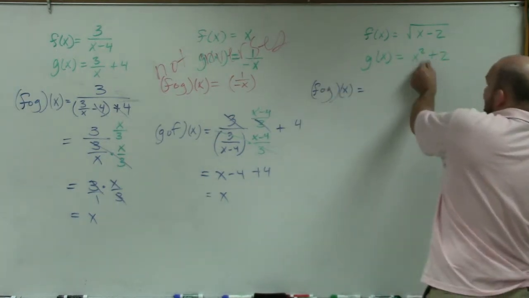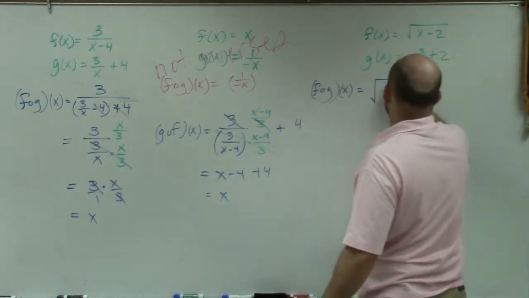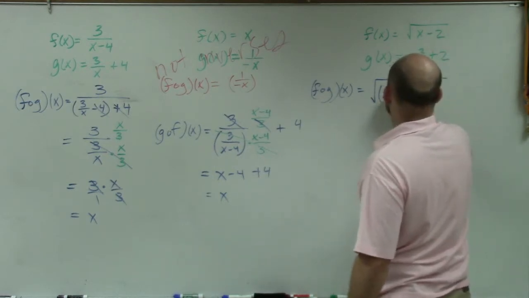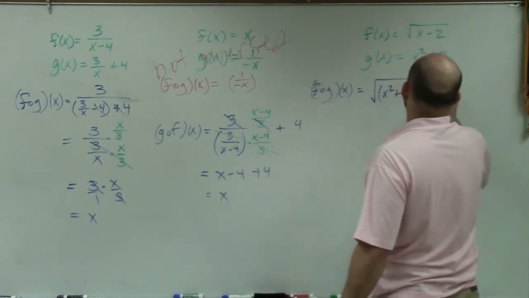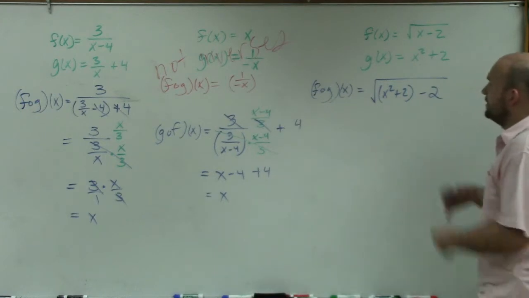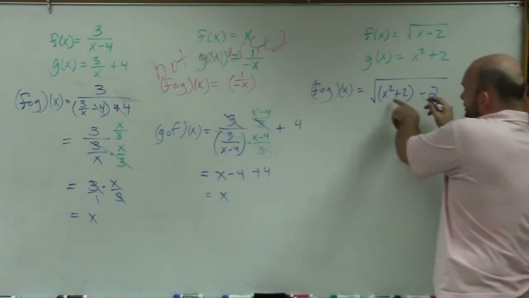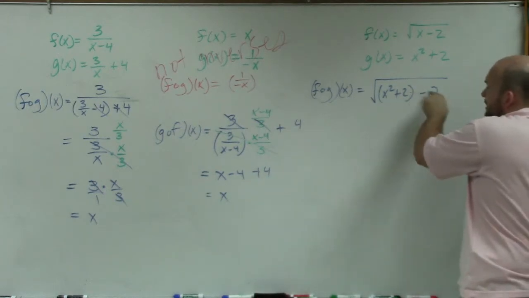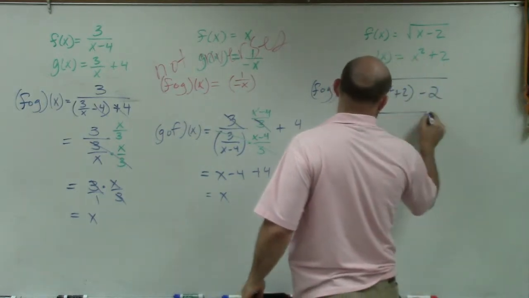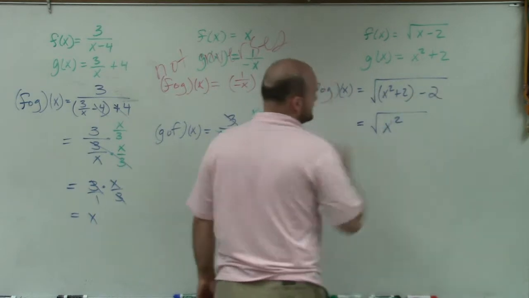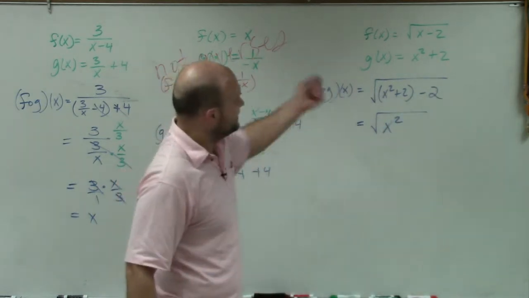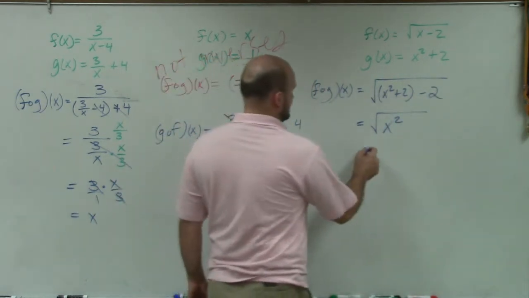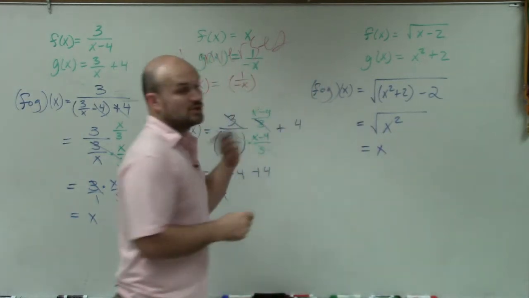So now I'm going to plug g of x in for x. So instead of writing x, I'm going to use parentheses. I'm going to do x squared plus 2 minus 2. OK? Again, we don't really need these parentheses here. I just showed the parentheses to show that I was plugging one function into the other. But here you can have 2 minus 2. So it's going to be the square root of x squared, because 2 minus 2 is 0. Then the square root of x squared, well, that's just going to leave you with x. OK? So it works for f of g of x.